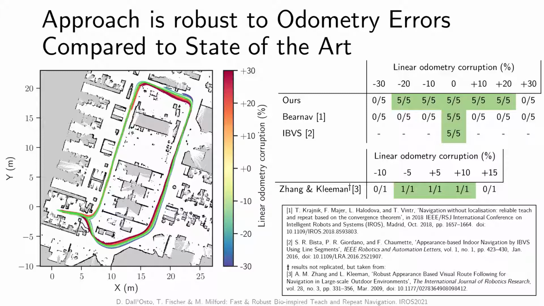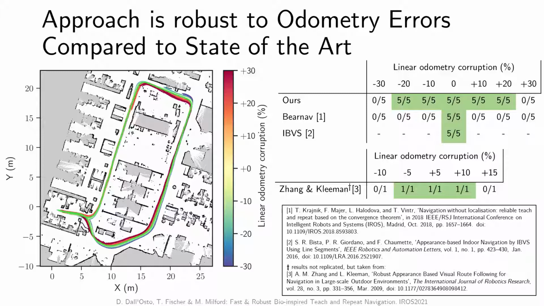This is in comparison to one open source state-of-the-art teach and repeat system, BearNav, which does not implement any along path correction. It failed already with only 10% odometry corruption. We also compare to IBVS, which does not use odometry but relies on line features in images. Being well suited to indoor environments, it was successfully able to complete the route.